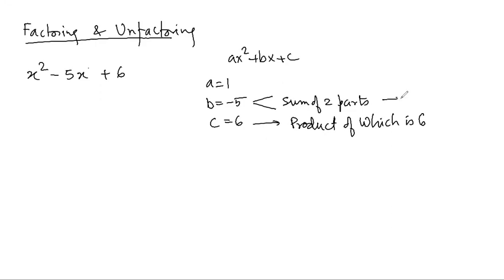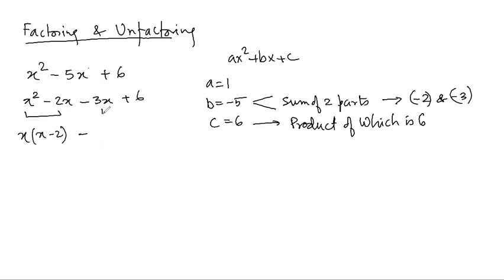Obviously the two parts would be -2 and -3. Their product will be +6. So if I do that, now whatever goes common from the first two terms you take. So x is common, and from the last two terms, whatever goes common again you take. So -3 goes common. We try to keep the x as positive inside the bracket, so you take -3.